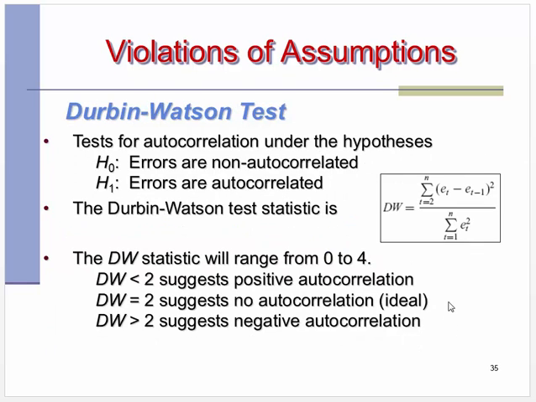Okay? You can do a Durbin-Watson test for autocorrelation. H0 is errors are non-autocorrelated, and H1 is errors are autocorrelated. The Durbin-Watson test statistic is this, DW. The Durbin-Watson statistic will range from 0 to 4. If it's less than 2, it indicates a positive autocorrelation. If DW is 2, it suggests no autocorrelation. That's the ideal situation. If DW is larger than 2, it suggests a negative autocorrelation.